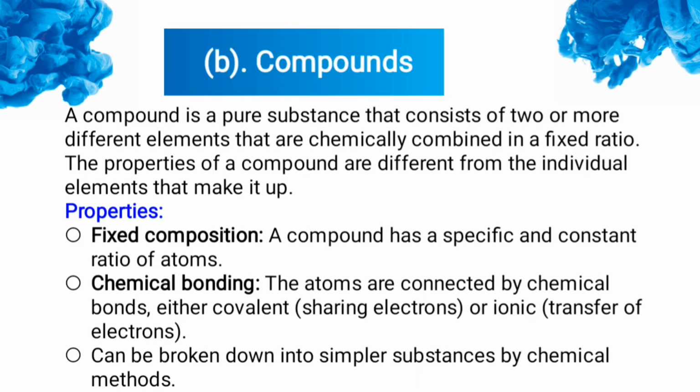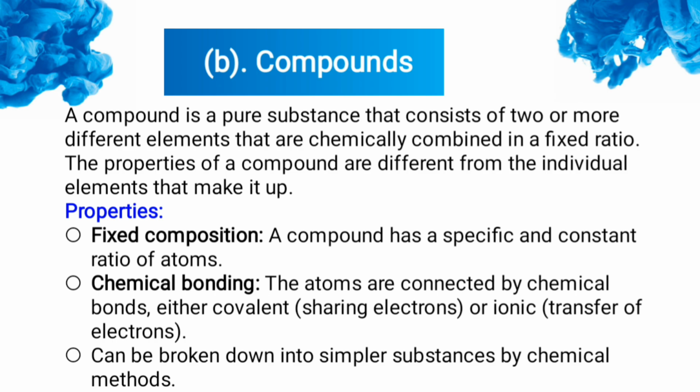The second one is compounds. A compound is a pure substance that consists of two or more different elements that are chemically combined in a fixed ratio. The properties of a compound are different from the individual elements that make it up.